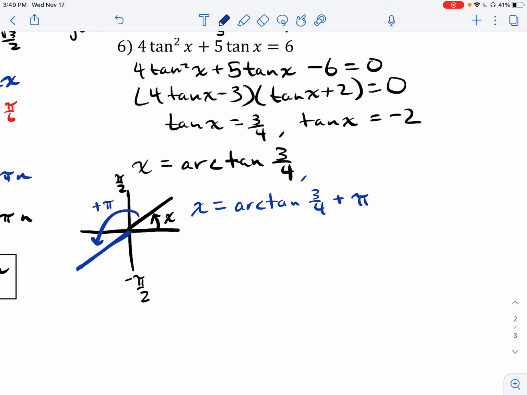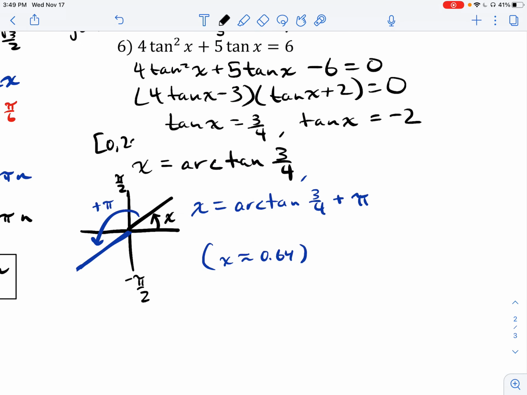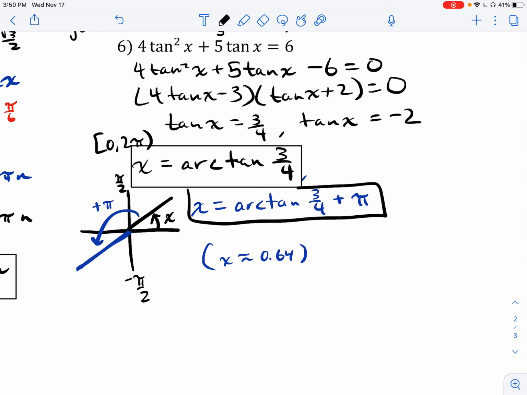And again, do I know exactly what the value is? No. I know it's actually, if you want to put that in your calculator, x is approximately 0.64 radians, but that's really beside the point. We just know that it's in quadrant 1 and quadrant 3. So we would express our solutions from 0 to 2 pi that way. Okay? So from 0 to 2 pi, we've got those angles. So there's one, and here's our other one.